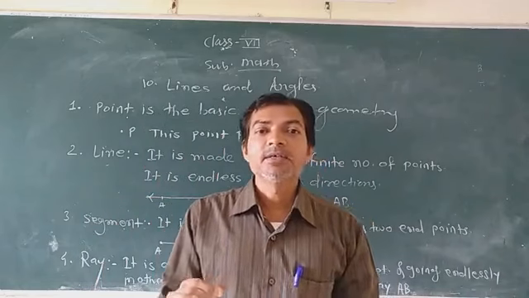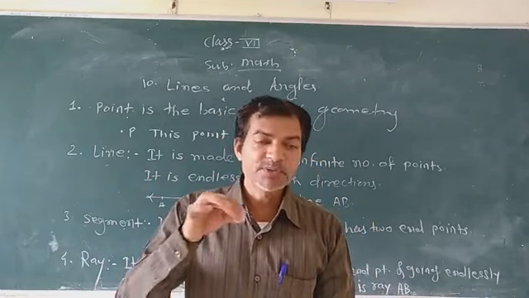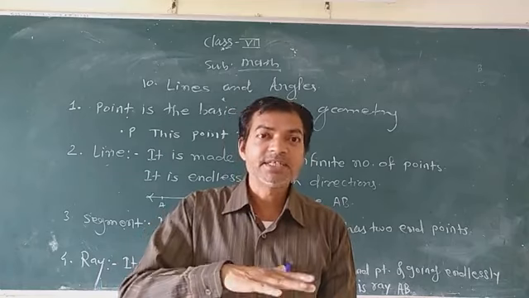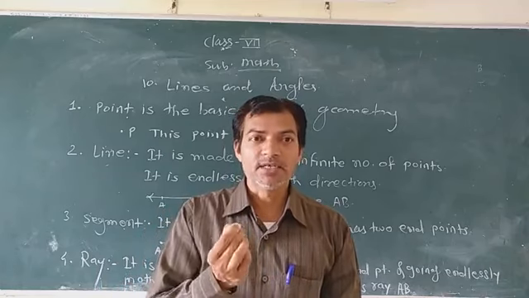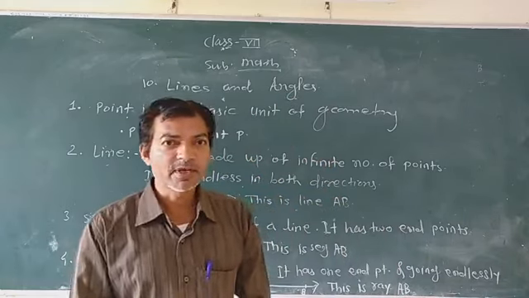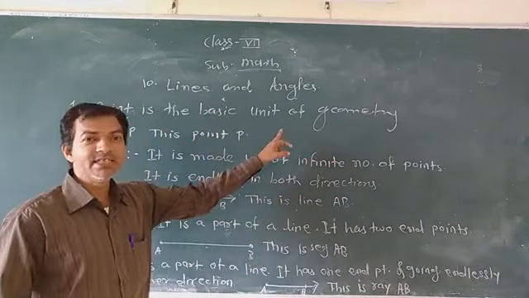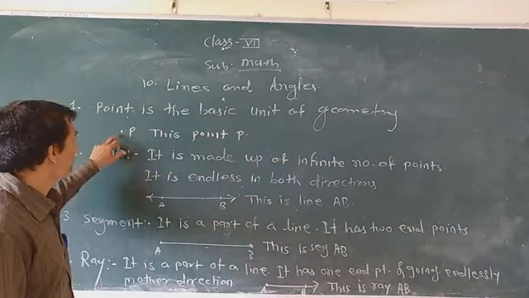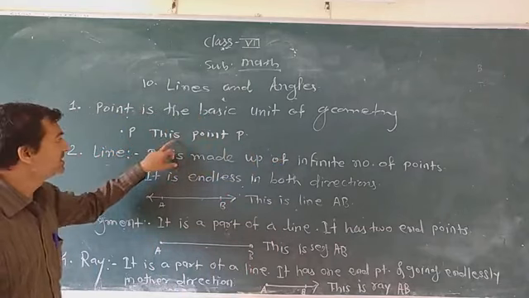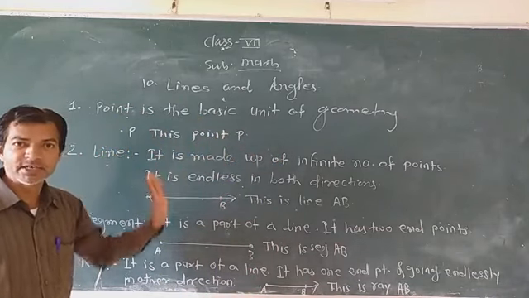If you take a sharp pencil, put it on a sheet of paper and press it, you will get a dot. That dot is known as a point. So point is the basic unit of geometry. We have to draw the point like this: point P. This is point P. In this way we have to read it.